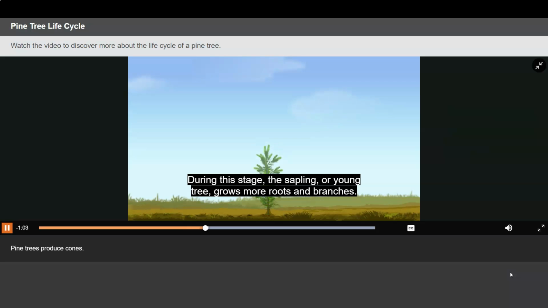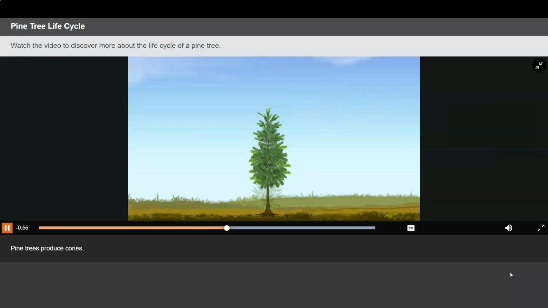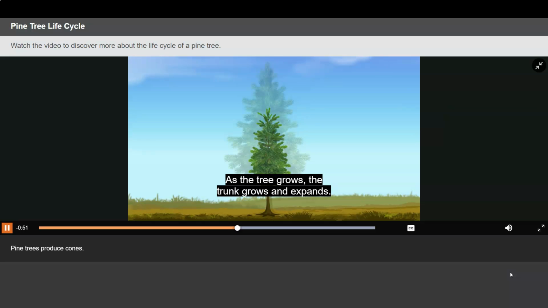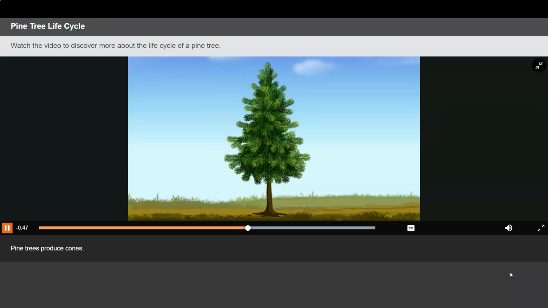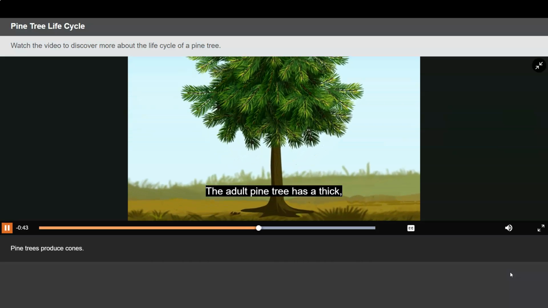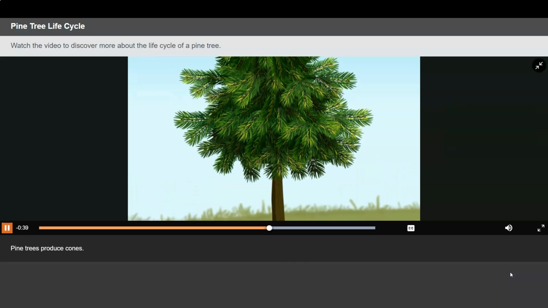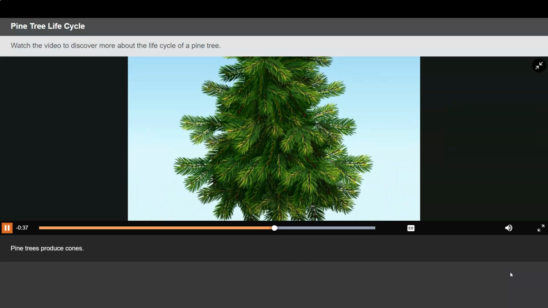During this stage, the sapling, or young tree, grows more roots and branches. As the tree grows, the trunk grows and expands. The adult pine tree has a thick, sturdy trunk and branches full of needle-shaped leaves.